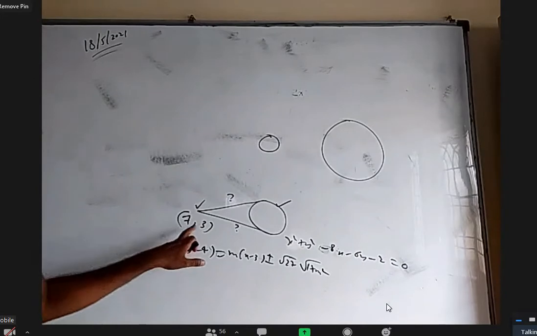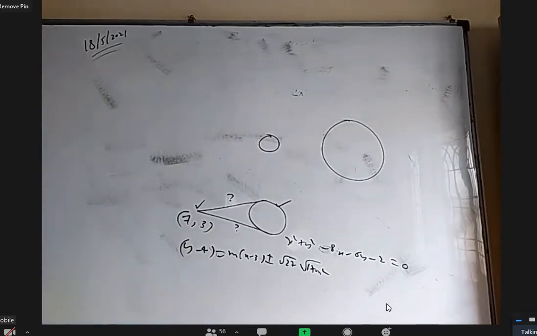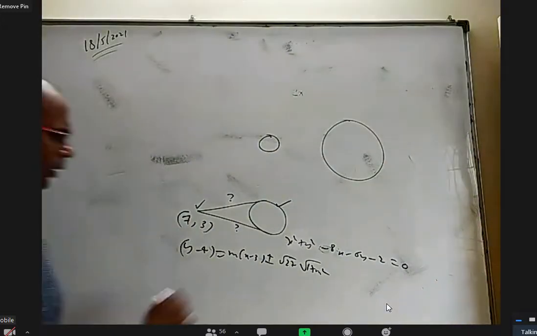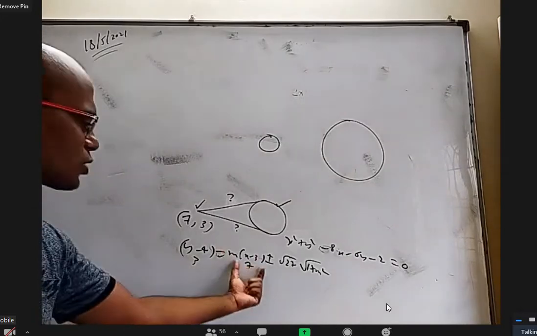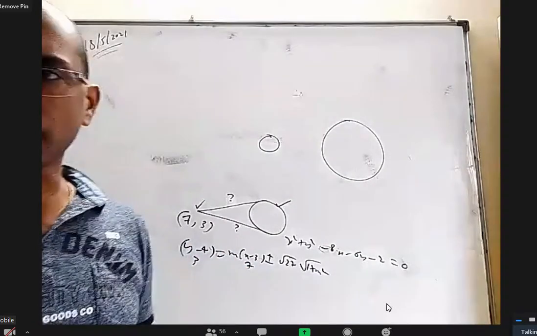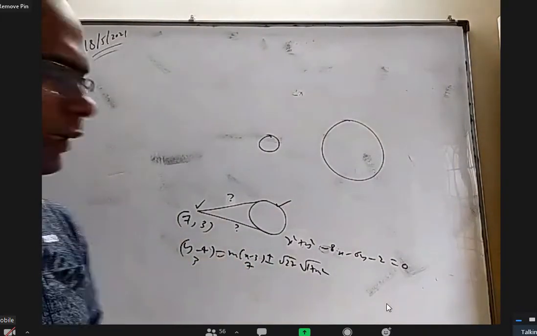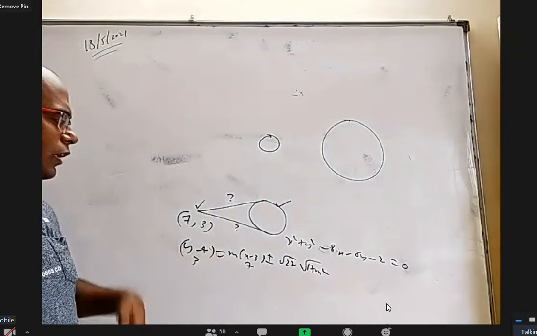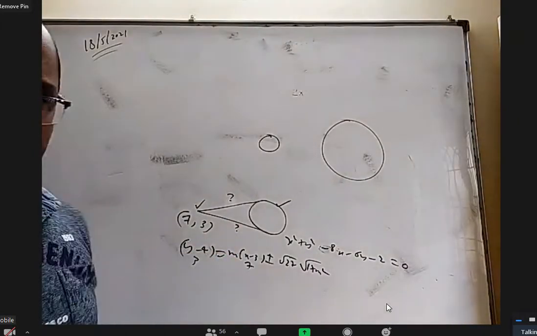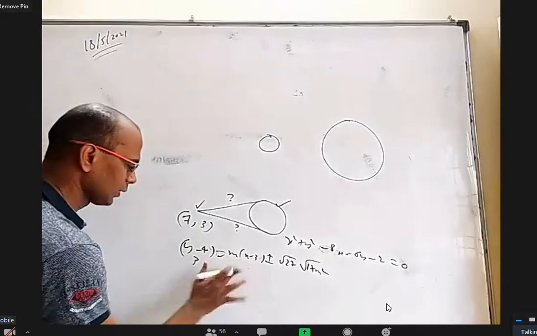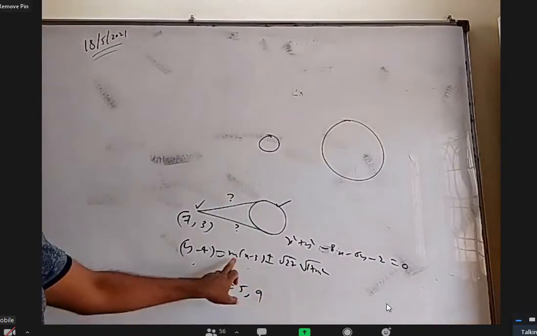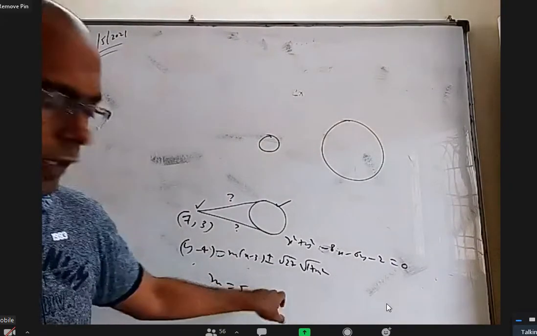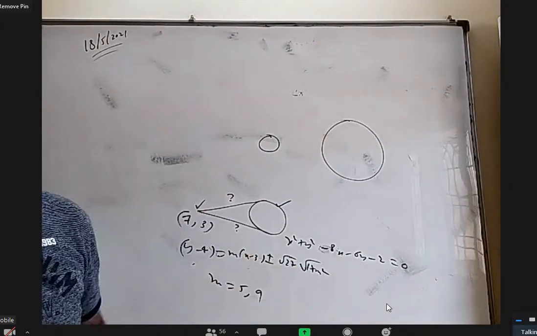One way to find m is to directly substitute (7, 3) here. Put 7 here and 3 here in the place of x and y. Bring this one here, square it, you will get a quadratic equation, and you will get 2 m values. After getting those m values, don't put them back here. Say you got m equal to 5 and 9. If you put m equal to 5, you'll get 2 answers. If you put m equal to 9, you'll get 2 answers. Total 4 answers will come, right?